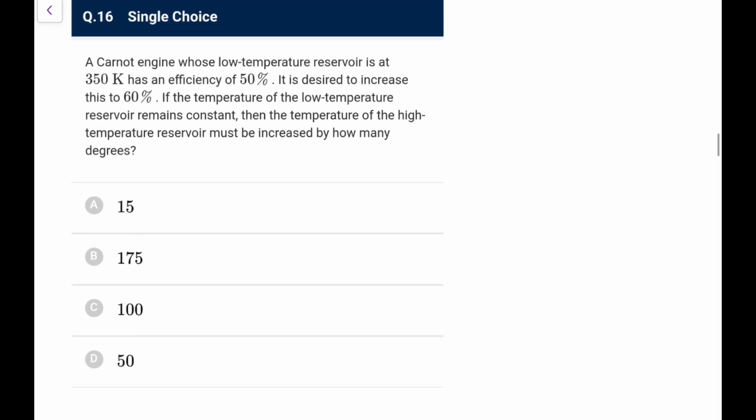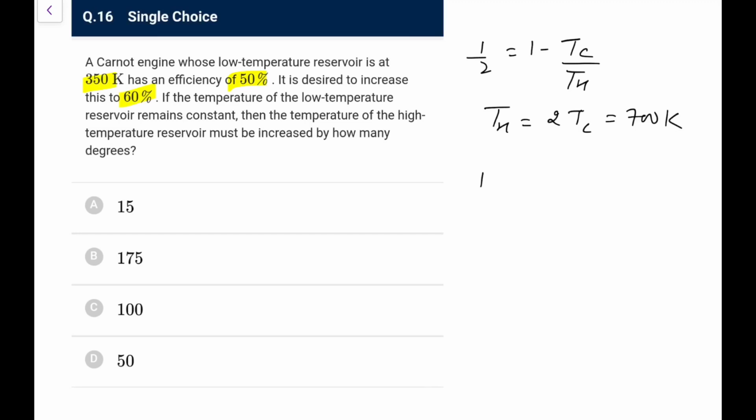Next one. A Carnot engine whose low temperature reservoir at 350 K has 50% efficiency. Now to make it 60%, and if the TC remains same, the TH must be increased by how many degrees? So here what we have, 1 by 2 is 1 minus TC by TH. So TH comes out as twice of TC, that is 700 Kelvin.